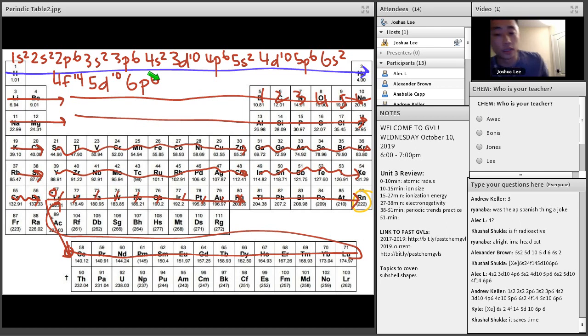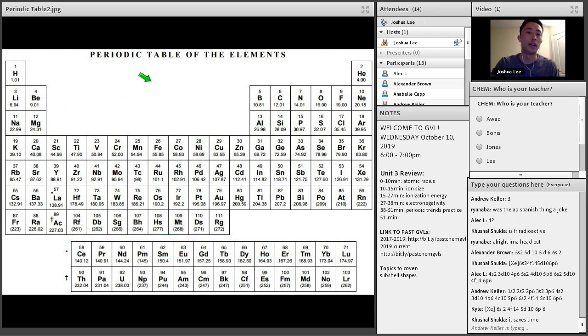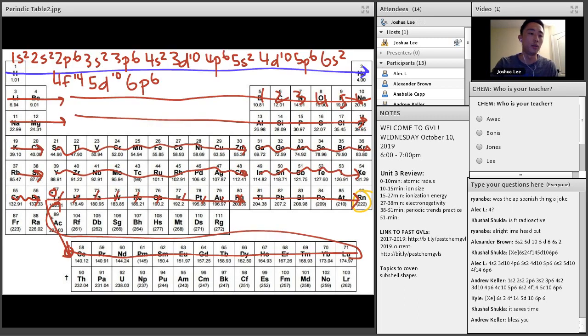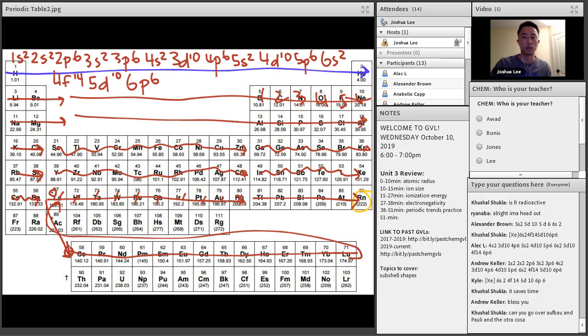So electron configuration hopefully isn't that bad. Once you understand how to read everything, then I personally think it's not that bad. Might be bad for you, but not for me. So that's electron configuration. Any other questions on that? Want more practice, more of this?